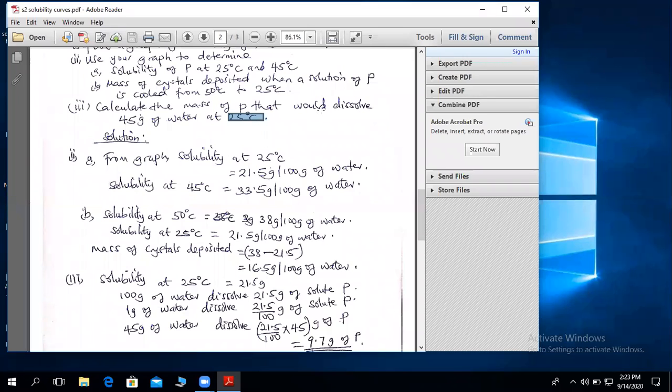Then the question is the mass of P that would dissolve in 45 grams of water. Therefore, for 45 grams of water it is 21.5 divided by 100, then times 45. From 1 here, we multiply by 45 both sides, even here, 45 both sides. That was what I taught last time, and I have repeated it.